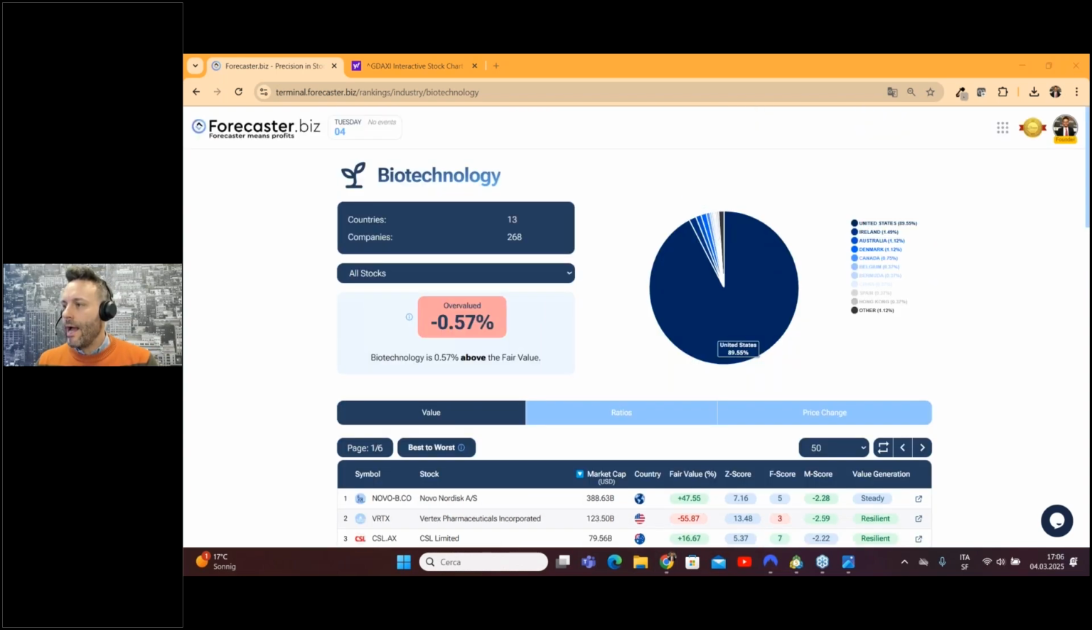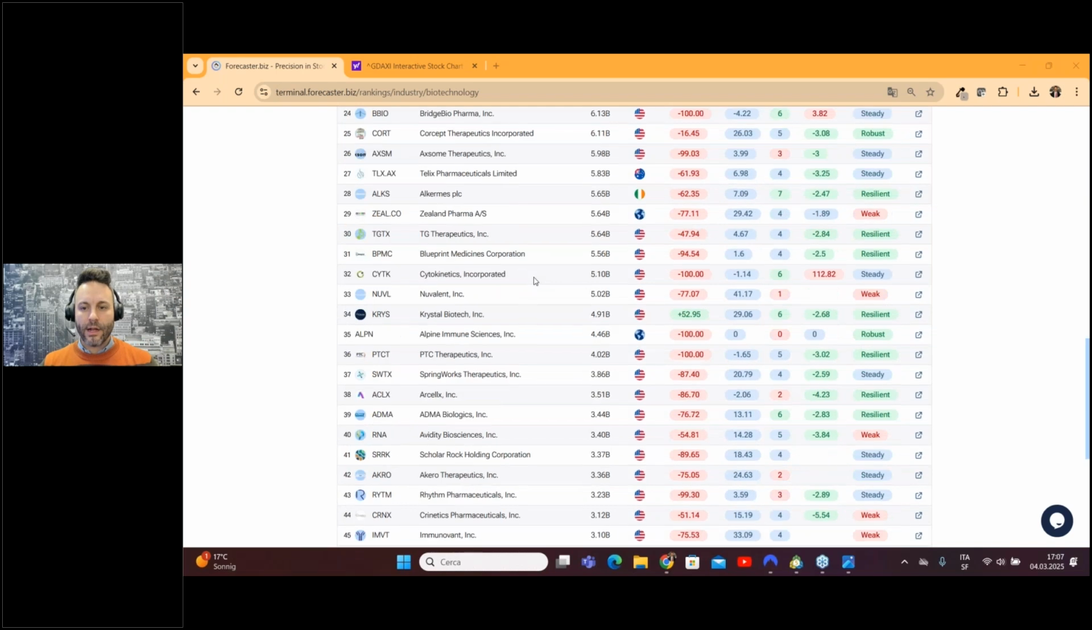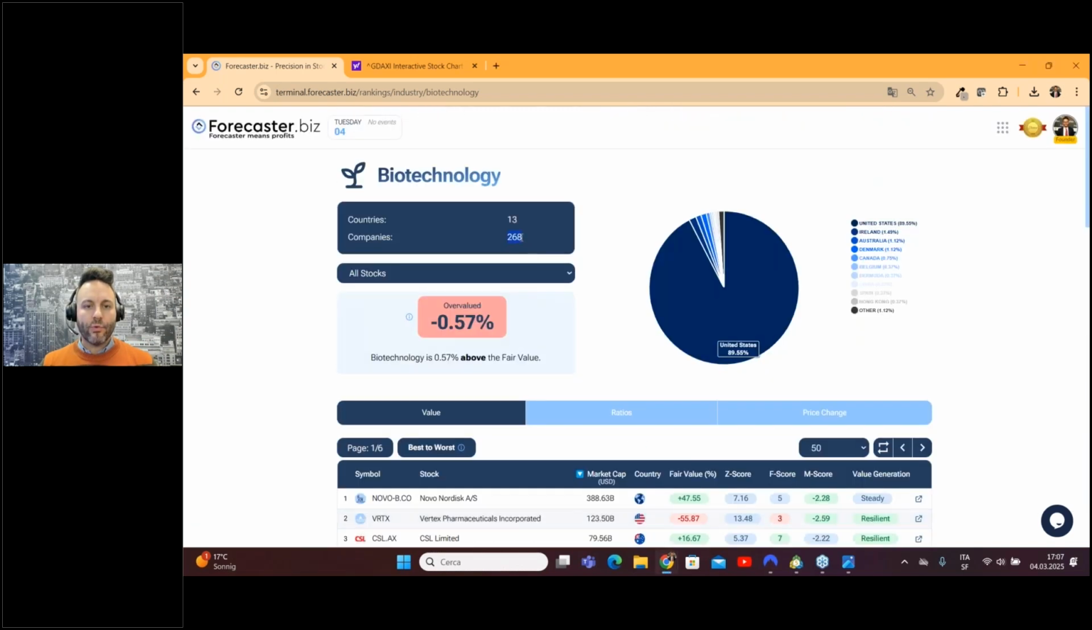Is it overall undervalued based on the table below or the world index? On the table below, exactly on the table below. For example, in this page, you will find all the biotech companies listed across the globe. You know, we are talking about 268 companies divided in certain countries, and this is the overvaluation at the moment calculated on all those companies. Who decides what a fair value is?